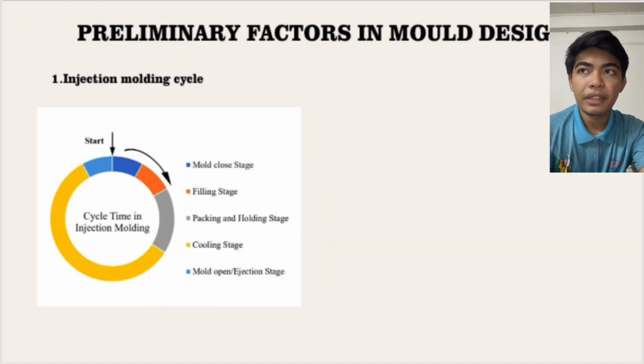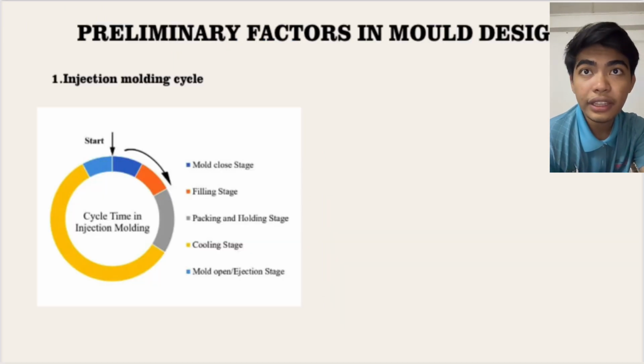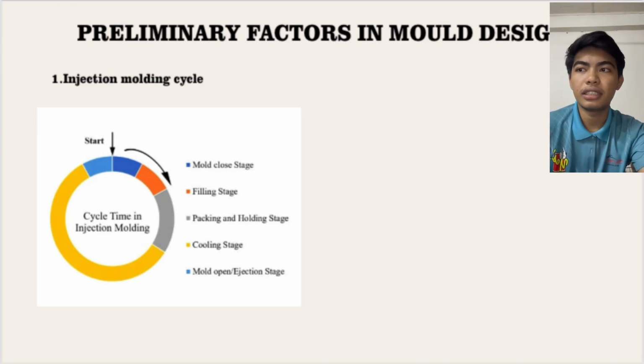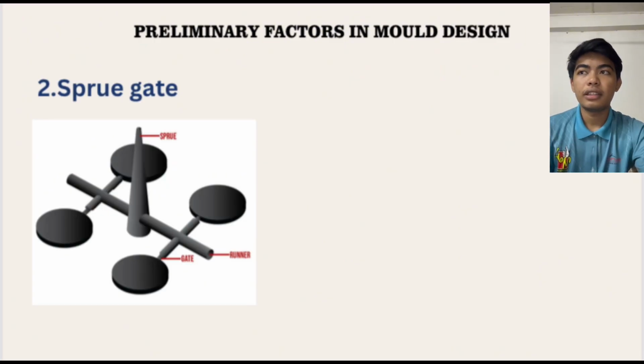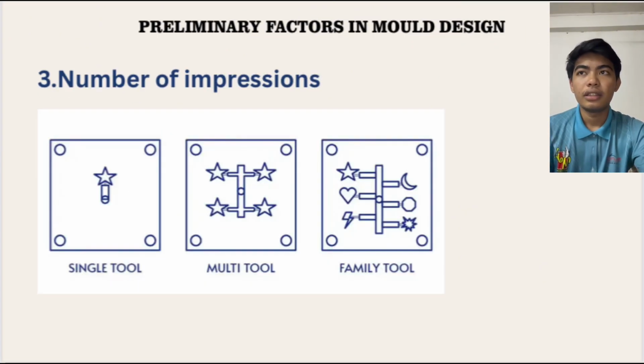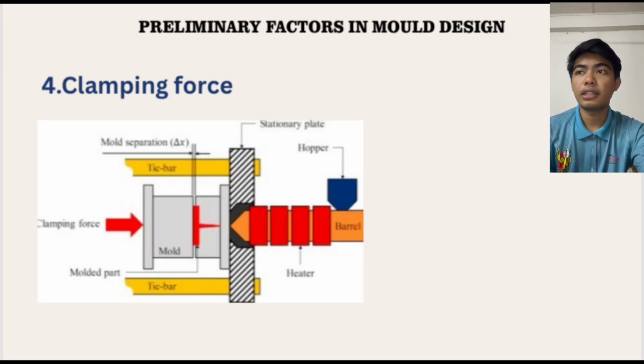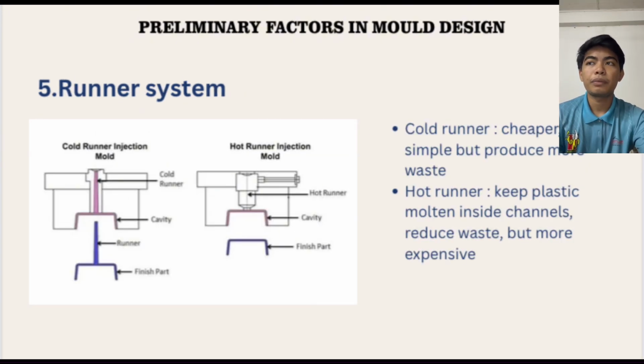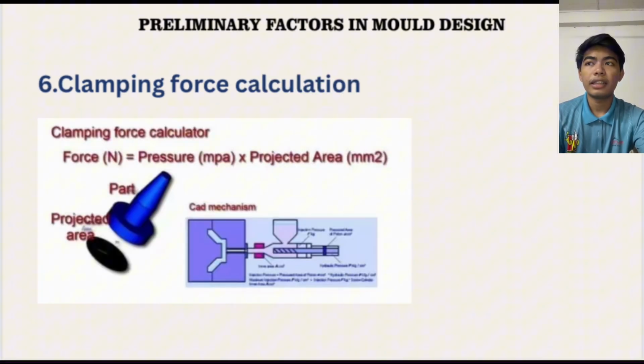And this is my preliminary factor in mold design. First is injection molding cycle, and the second is material grade. Third is number of impressions, and fourth is clamping force. Fifth is runner system, and sixth is clamping force calculation.